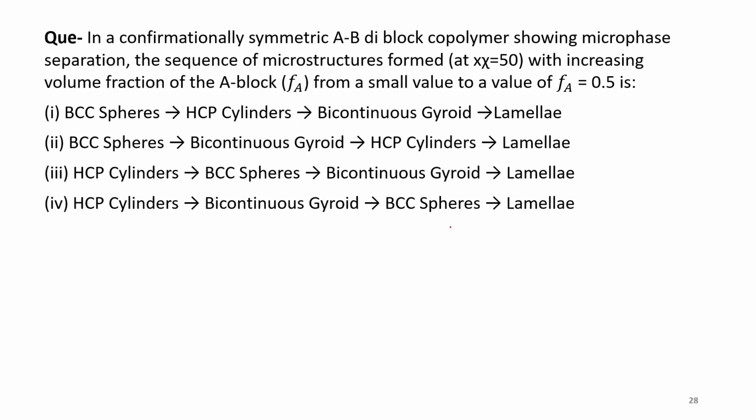So it is saying that there is a diblock copolymer made from A and B blocks, and it is showing the microphase separation, and it is saying the volume fraction of the A block is taken as 0, and then we will increase it to 0.5. So in this order, which different phases are going to appear? So we have four options.